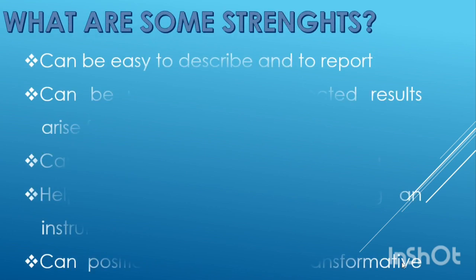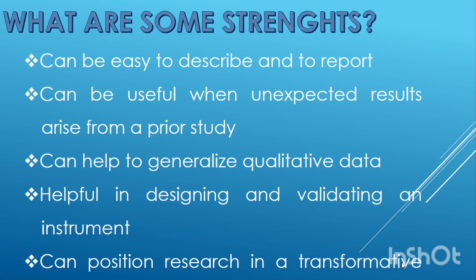What are some strengths? So here are some strengths. Can be easy to describe and to report. Can be useful when unexpected results arise from a prior study. Can help to generalize qualitative data. This is also helpful in designing and validating an instrument. Can position research in a transformative way. No? This means that the major strength of mixed method research is that you are able to know the bigger picture of a certain problem or phenomenon. Know all areas, all aspects, all angles of the certain problem can be discovered through using mixed method research.